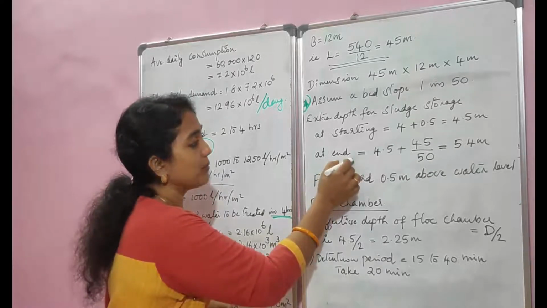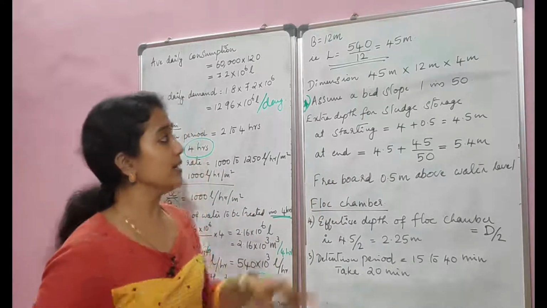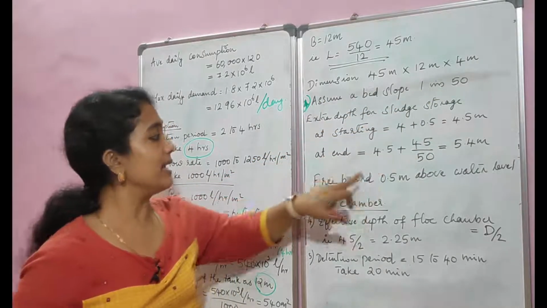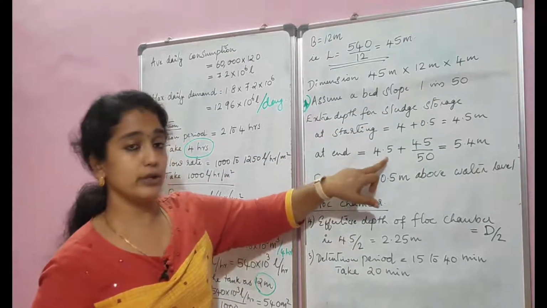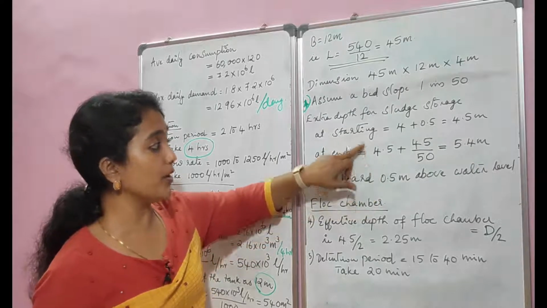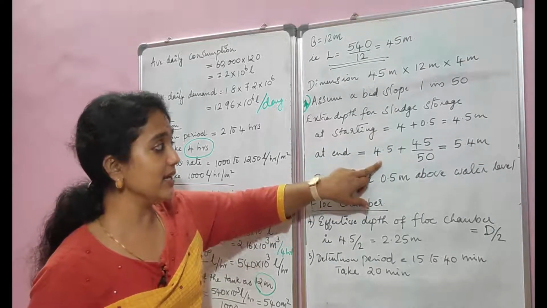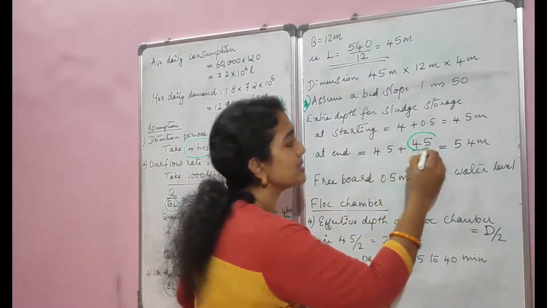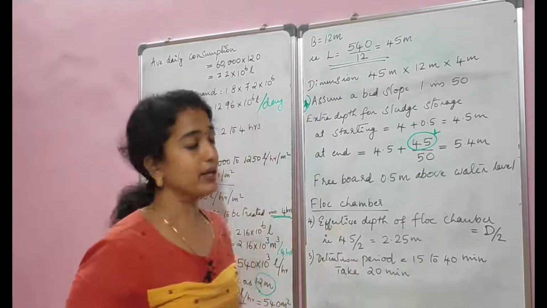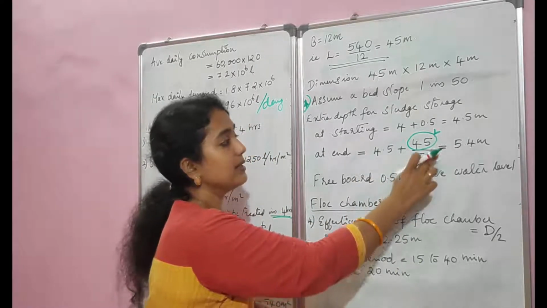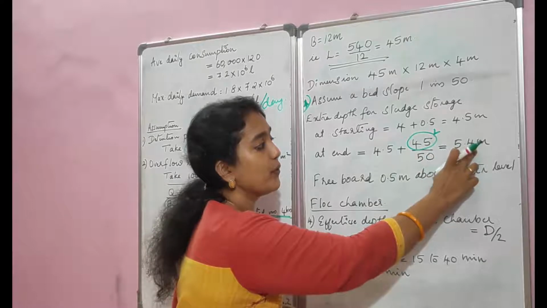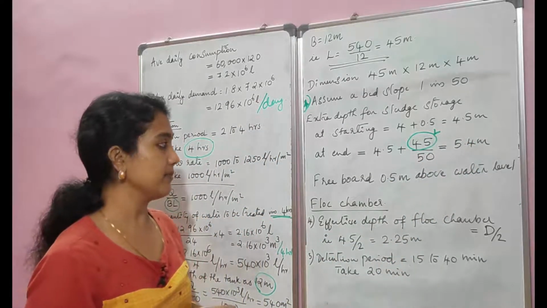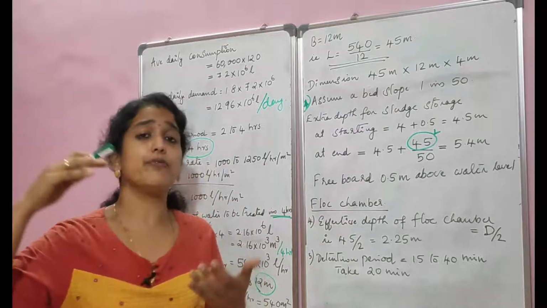Then at the end we have to calculate the depth. Already we have assumed a bed slope of 1 in 50. We calculate the depth at the end as 4.5 meter at the starting plus 45 meter, which is the length of the tank, divided by 50. Then we get a 5.4 meter depth at the end of the sedimentation tank. Then we have to provide a freeboard.